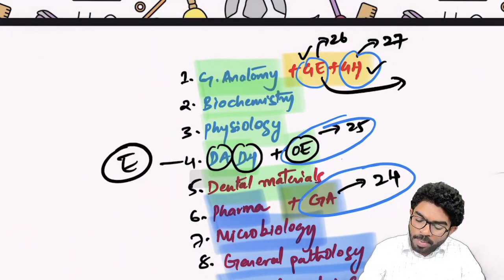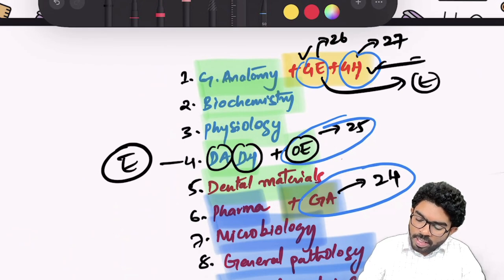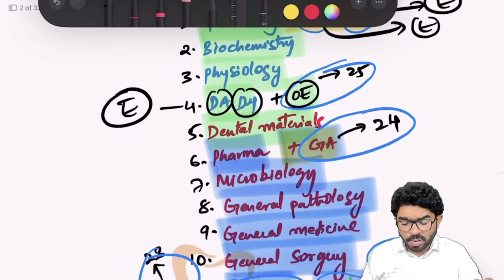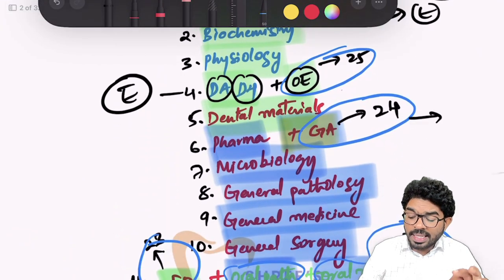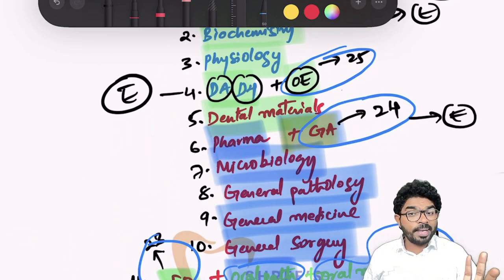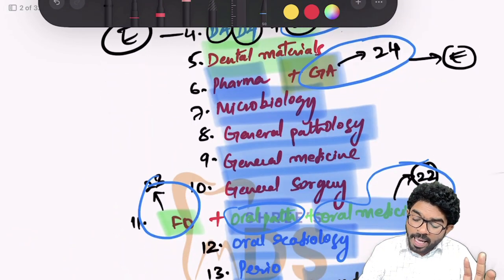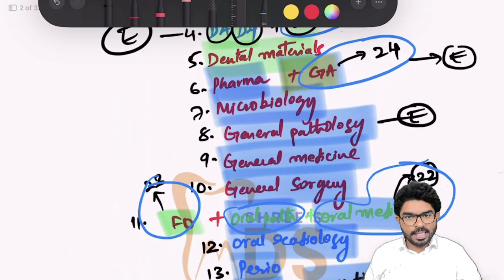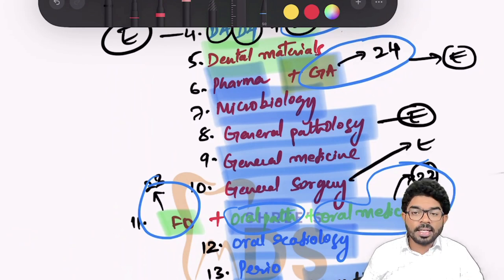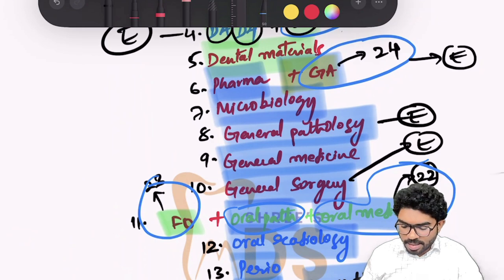General embryo is easy to finish. General histo is easy to finish. DM, no. But anesthesia, content wise I'll say it's an easy subject. Content wise I'm telling, it's an easy subject. General path, content wise I'm telling, it's an easy subject. Medicine is tough. Surgery is very interesting to read. General surgery is an easy subject.